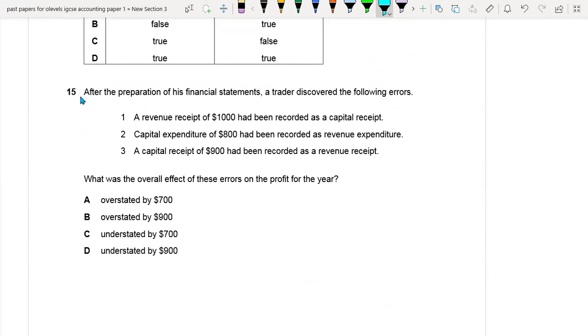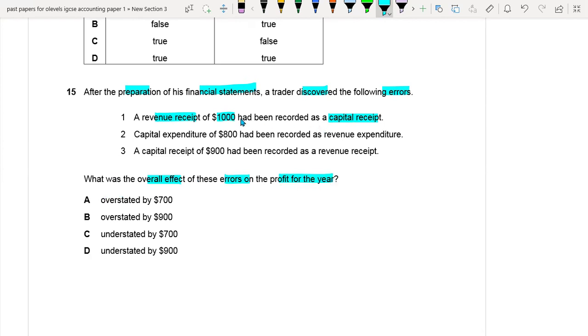Okay. After the preparation of his financial statement, a trader discovered the following errors. The first one is a revenue receipt of 1000 had been recorded as a capital receipt. Okay. First of all, let's see the requirement. What was the total effect of these errors on the profit for the year? What was the overall effect of these errors on the profit for the year?